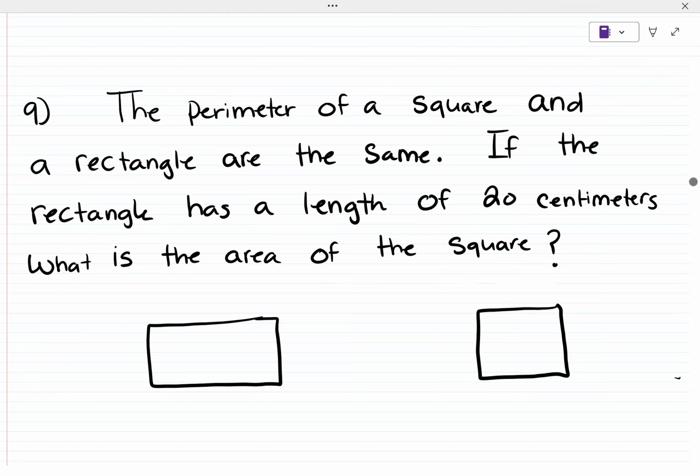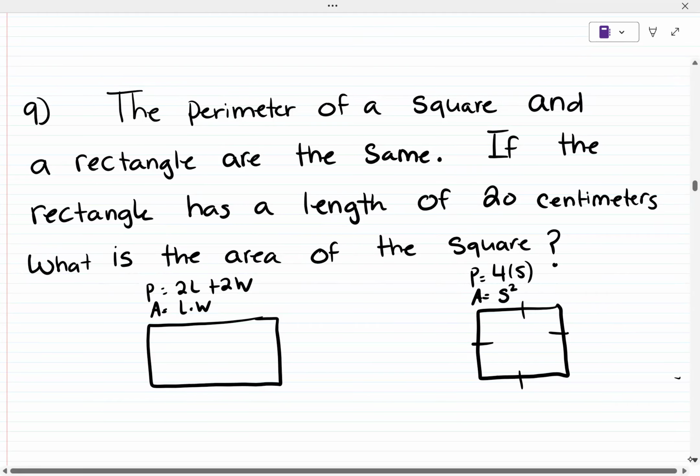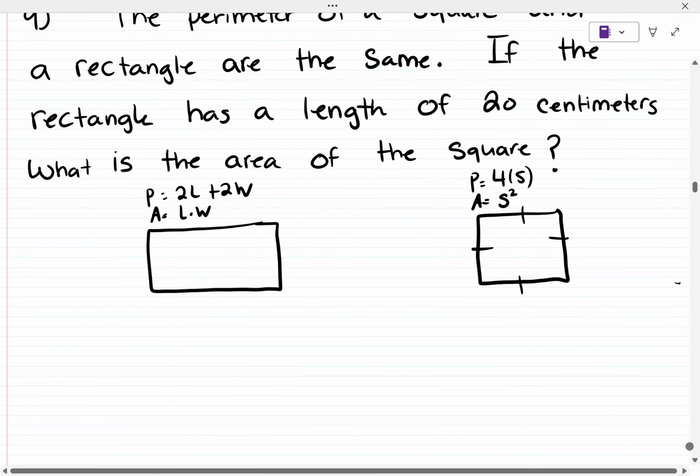Okay, what do we know about a square? We know that all sides are the same. What do we know about the perimeter of a square? It's basically 4 times s. And then what do we know about the perimeter of a rectangle? It is not 4s. It is basically 2L plus 2W. And what about area? The area of a rectangle is length times width, and then the area of a square is basically side times side, or s squared. Okay, what do we do next?